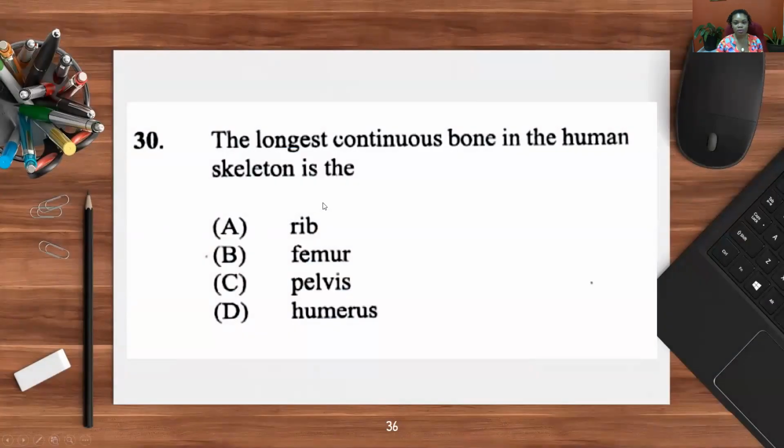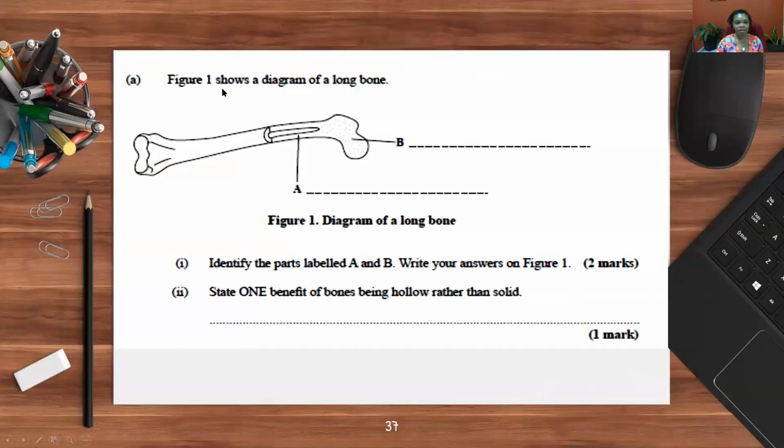The longest continuous bone in the human skeleton is the femur. We just discussed that. Figure 1 shows a diagram of a long bone. Again, A is spongy bone, B is compact bone. Identify the parts labeled A and B. Write your answers on figure 1.